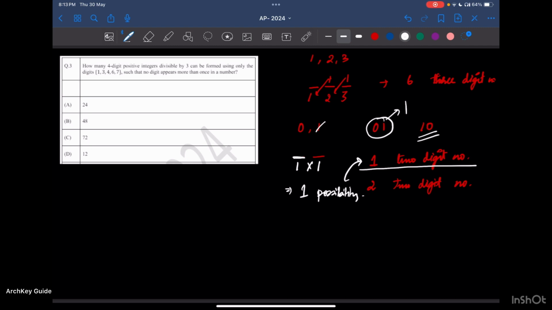Similarly, you can try with this particular question. Let's say question number 1. 0, 2, 3. How many two-digit numbers can be formed? Okay? Question number 2. Again, same thing. How many three-digit numbers can be formed? Okay? Write down the answer in the comments for both the questions.